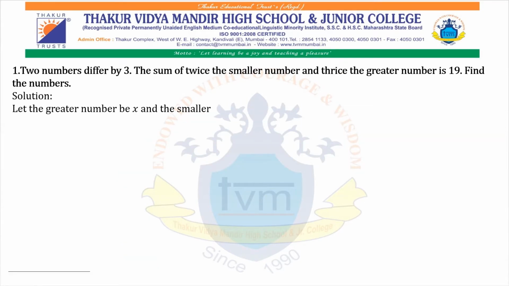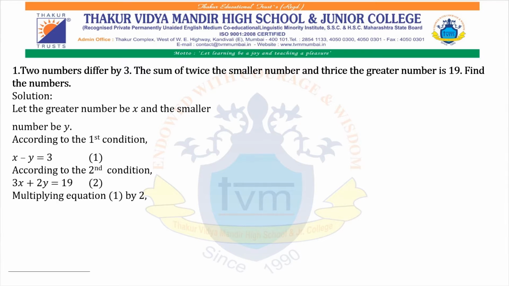Question 1. Two numbers differ by 3. The sum of twice the smaller number and thrice the greater number is 19. Find the numbers. Let's see the solution. Let the greater number be x and the smaller number be y. According to the first condition, x minus y is equal to 3. This is our first equation. And according to the second condition, 3x plus 2y is equal to 19. This is our second equation.